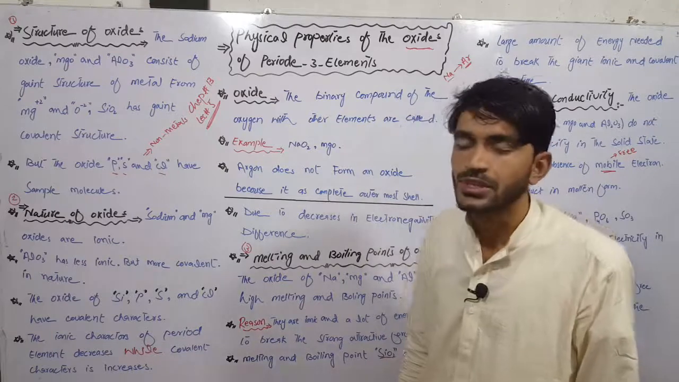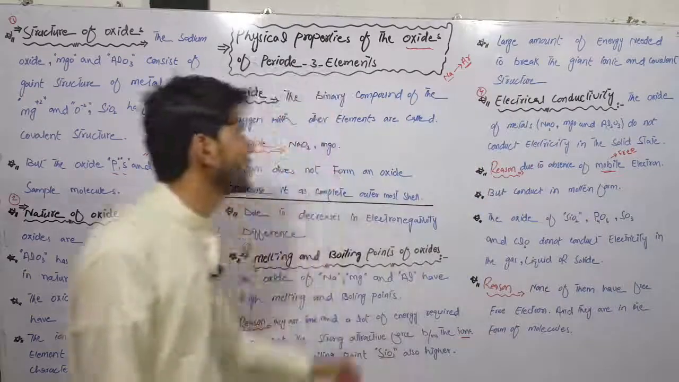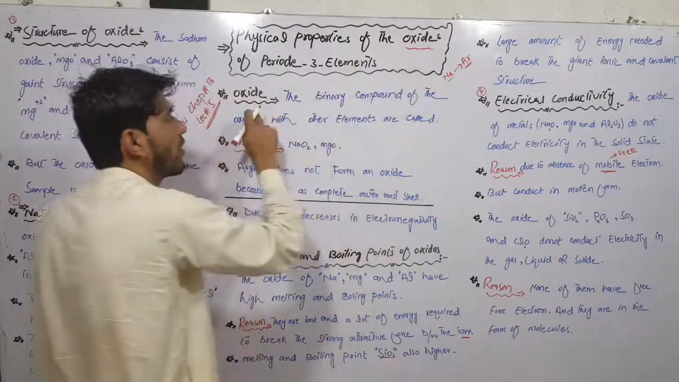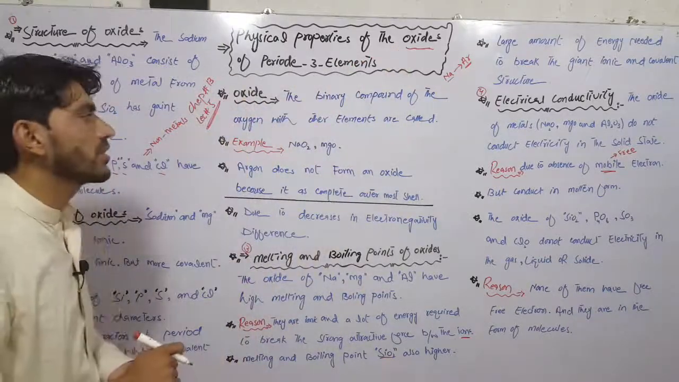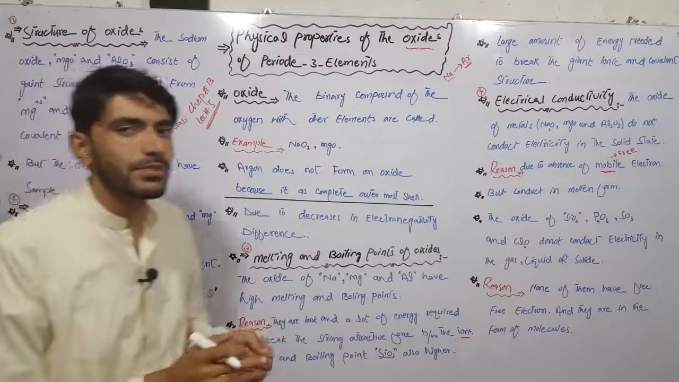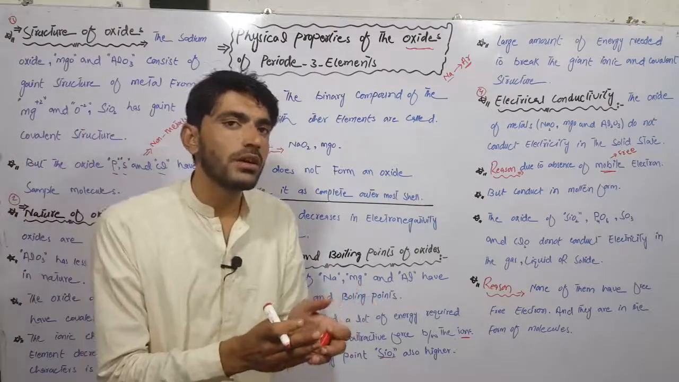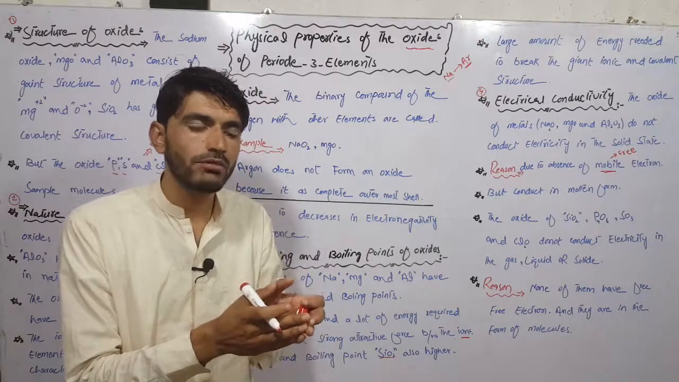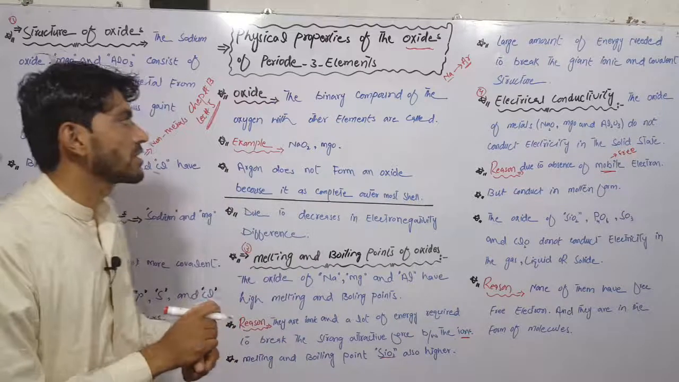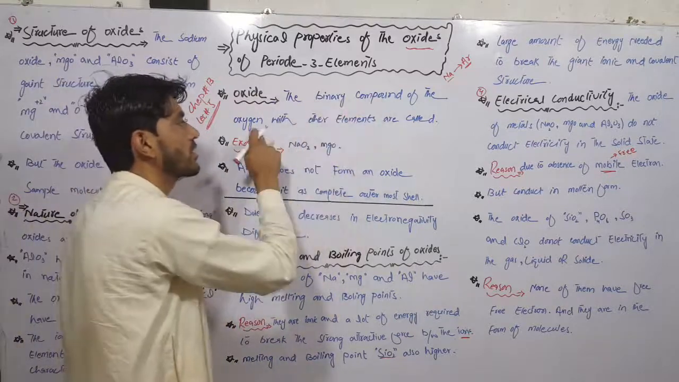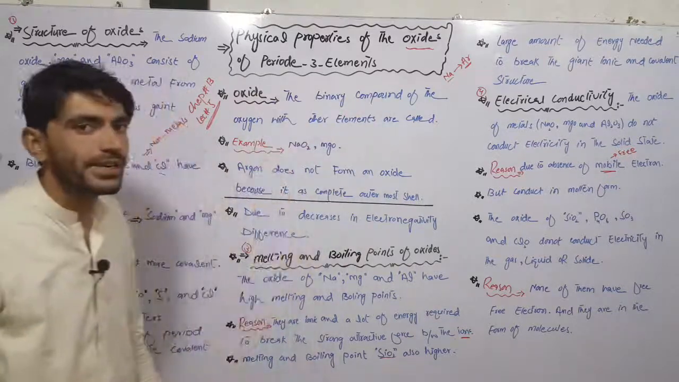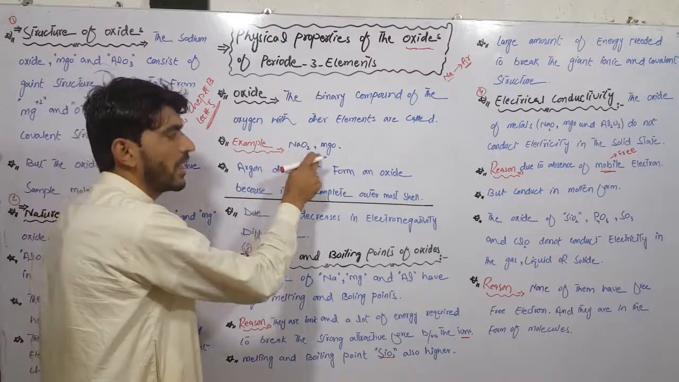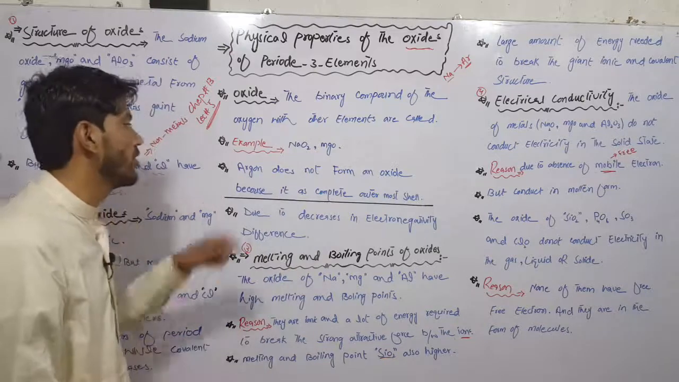Before starting the physical properties, I would like to tell what an oxide is. The word oxide is used for the binary compound of oxygen with other elements. Binary means coupled, means oxygen reacts with other elements, so it forms a compound or molecule that is called an oxide. The binary compounds of oxygen with other elements are called oxides. This is the definition of oxide. Examples are sodium oxide and magnesium oxide, and so on.